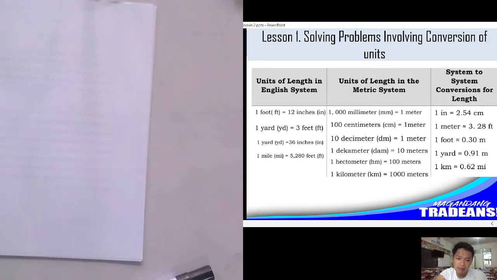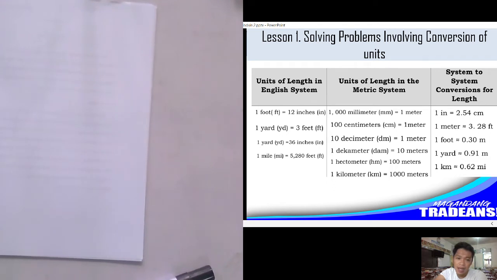So let us begin. Before we solve a word problem, we must know the conversion of these units. For example, 1 foot is 12 inches. 1 yard is 3 feet. 1 yard is also 36 inches. And a mile is equivalent to 5,280 feet.